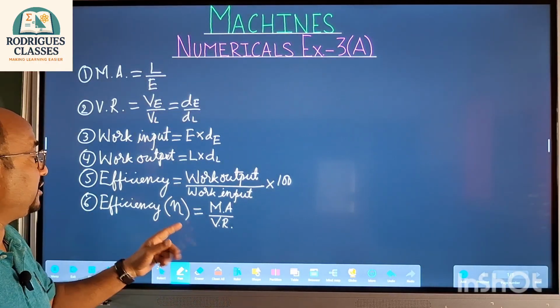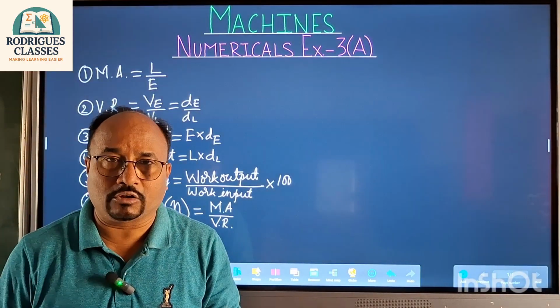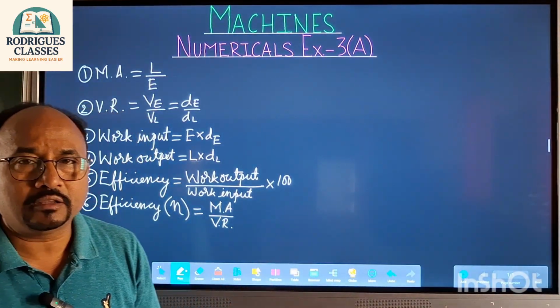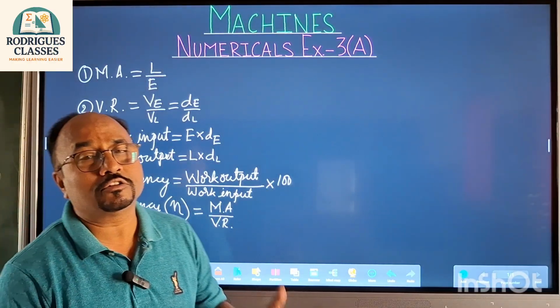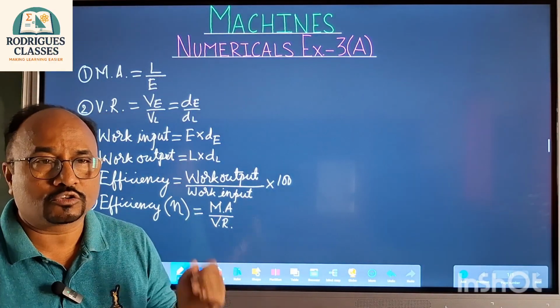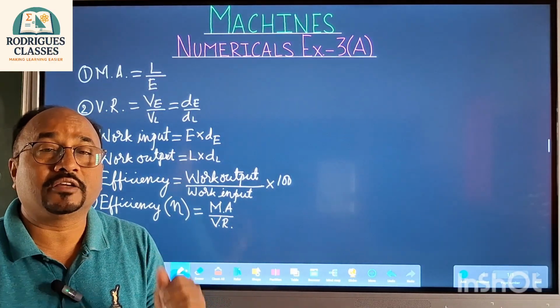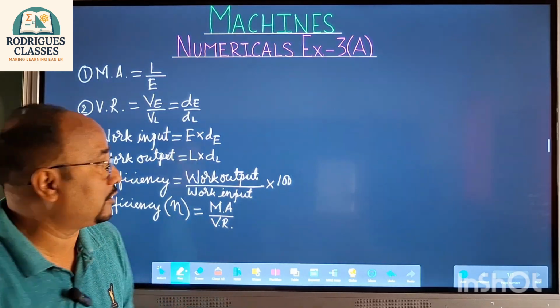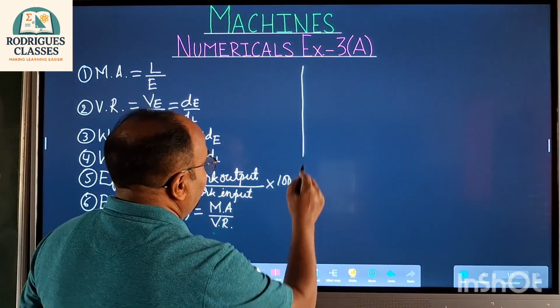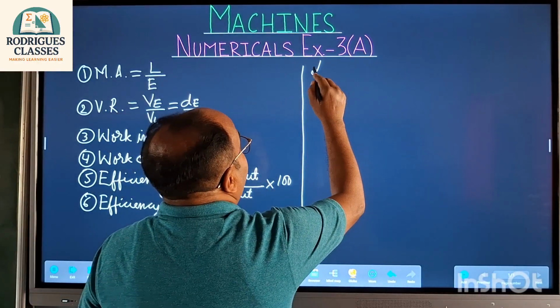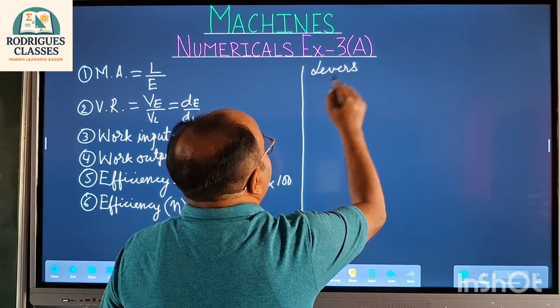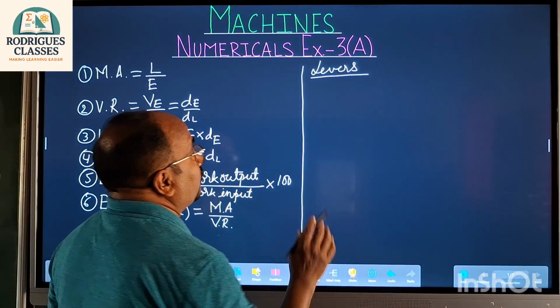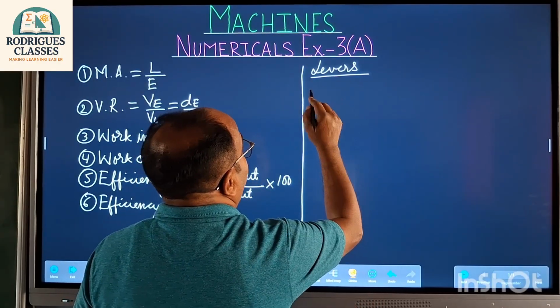So these are some of the technical terms which will be used a lot in the first part of the numericals. The first part of machines also has levers in it. So we should understand the different types of levers and the relationship there, what will be required. So here we will be seeing about levers. So first of all, the first class lever.